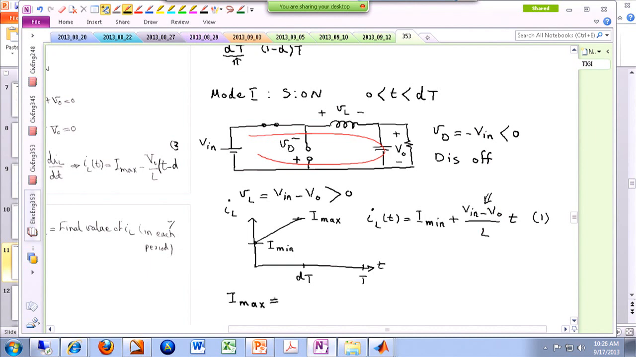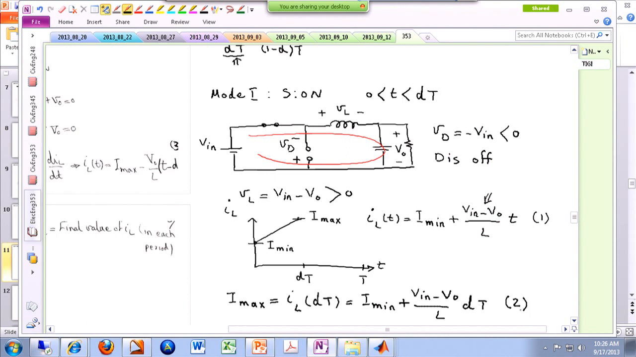I max, the maximum value of the inductor current. That means the final value of the inductor current. All I have to do is just evaluate IL at time instance of DT, and that gives us I min plus Vin minus Vout over L times D times T. Okay, so this is an expression for I max, and this is labeled equation number 2 in my notes.